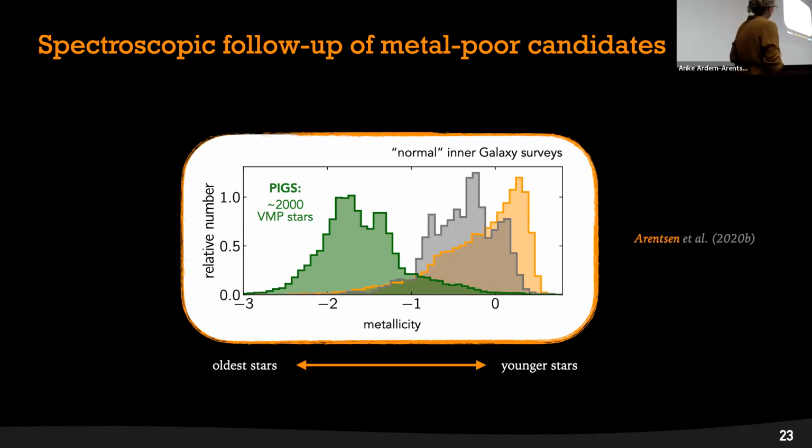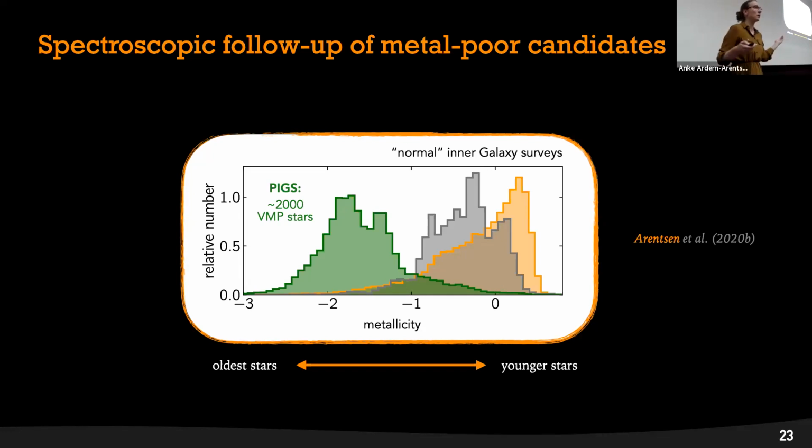But then in PIGS, we have this pre-selection, so we're much more efficient in picking up these metal poor stars, and we actually start having statistically significant samples that we can use to study the population. So we have about 2,000 stars below -2.